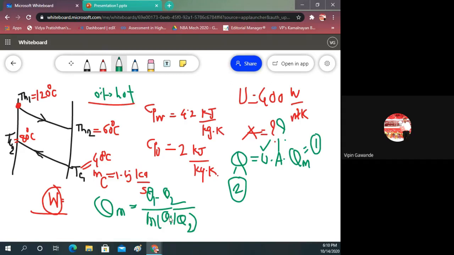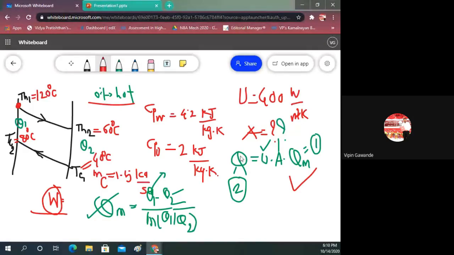Theta 1 minus theta 2 over ln theta 1 by theta 2. What is theta 1? This one here: 120 minus 80. And what is theta 2? Theta 2 is here, 60 minus 40. So you can calculate the value of theta M. This is clear, so the theta M value we have calculated.